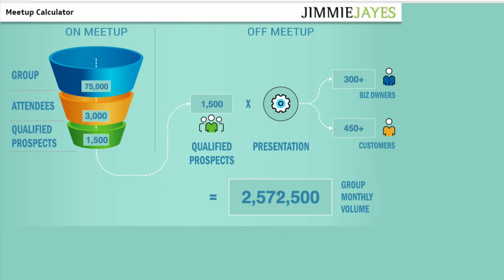Now, this is assuming two things. One is 100% retention, which isn't true. But the other thing it's assuming is that these 300 business owners are doing nothing. This is only counting you and your 50 organizers. Imagine having a database of 75,000 prospects, 3,000 people attending monthly events, 1,500 of them taking a look at your presentation, and 2.5 million in monthly volume.